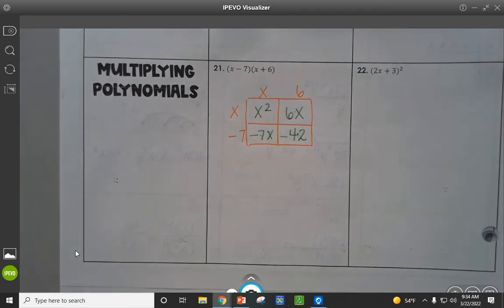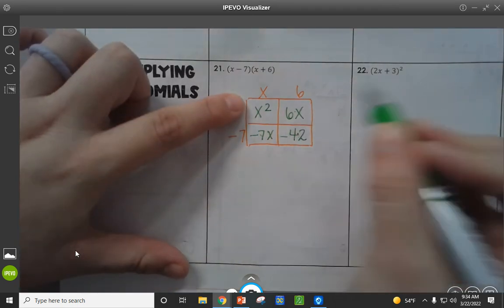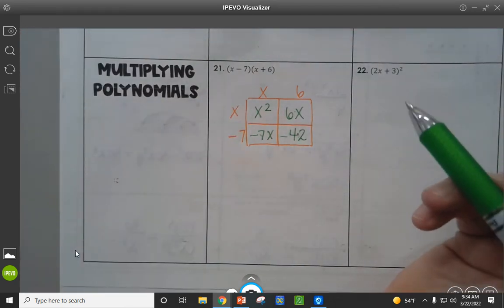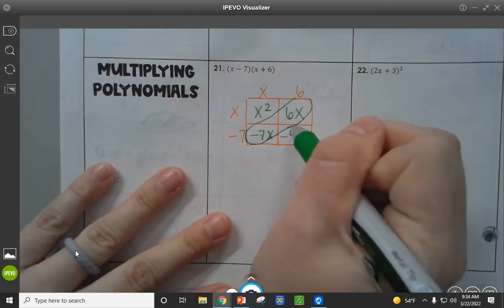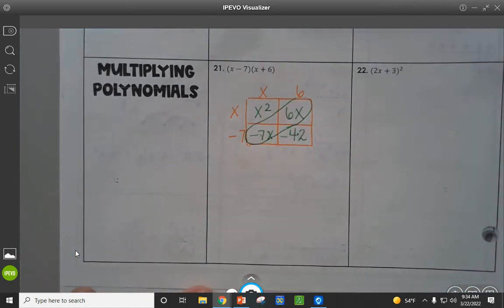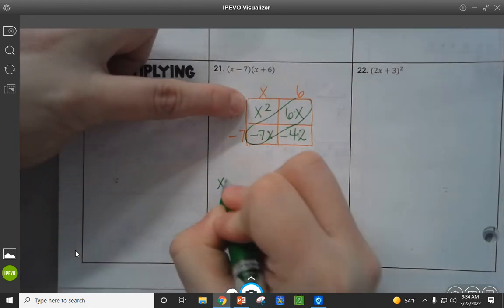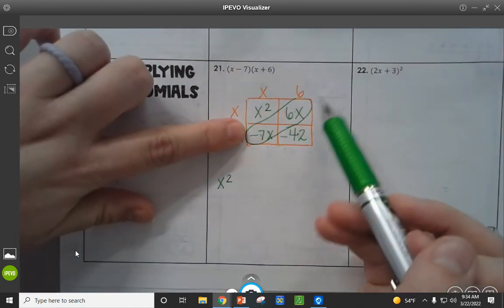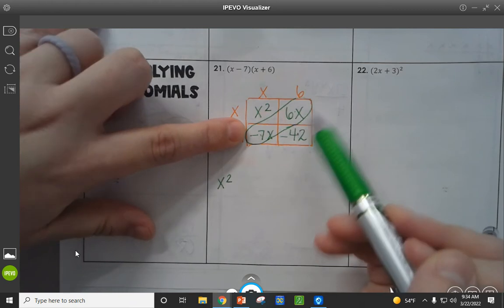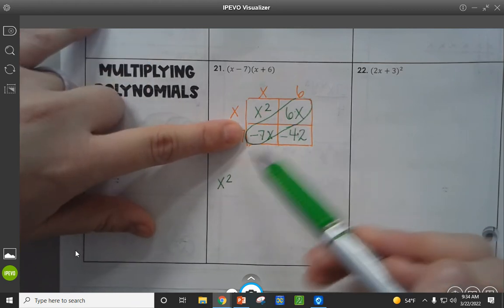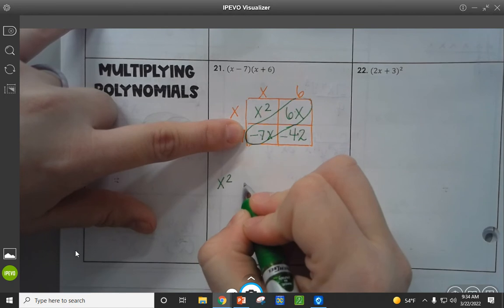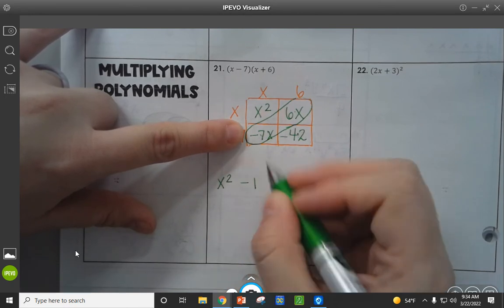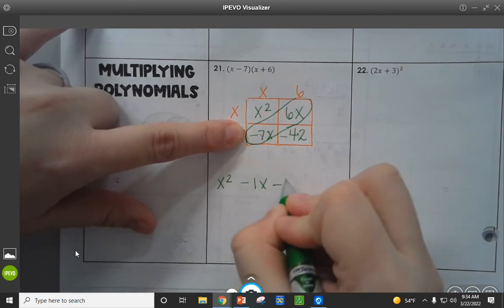And then many times, not every time, but a lot of times, your like terms will be diagonal from each other, and they'll be really easy to spot. So we have x squared. When I combine my like terms, that means I'm adding. So 6x plus negative 7x is what? Negative 1x. And then minus 42.